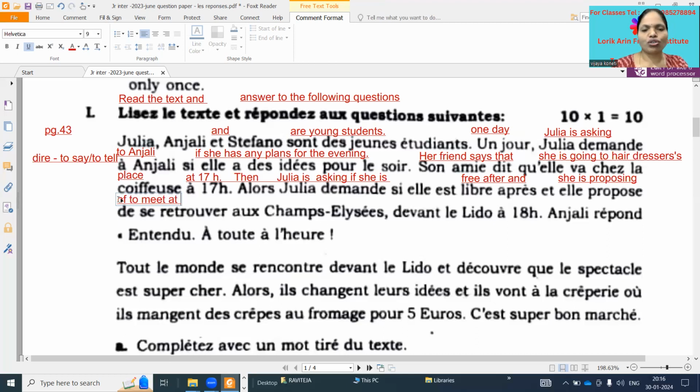at Champs-Élysées. Champs-Élysées is like we have Amir Pet Court, a shopping area. Devant le Lido, in front of Lido, at 18 hours. And Anjali répond, "D'accord." Anjali replies, all right. D'accord means okay, all right.